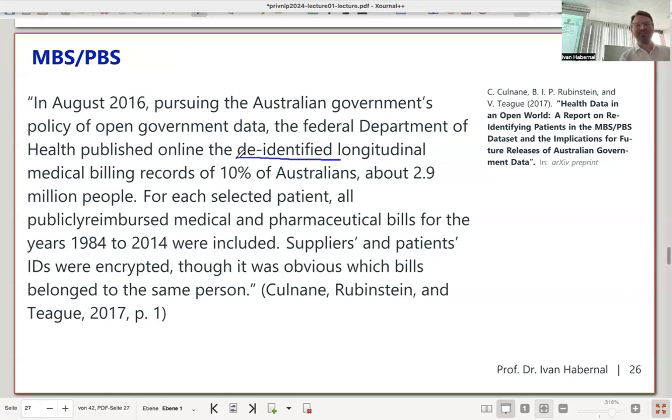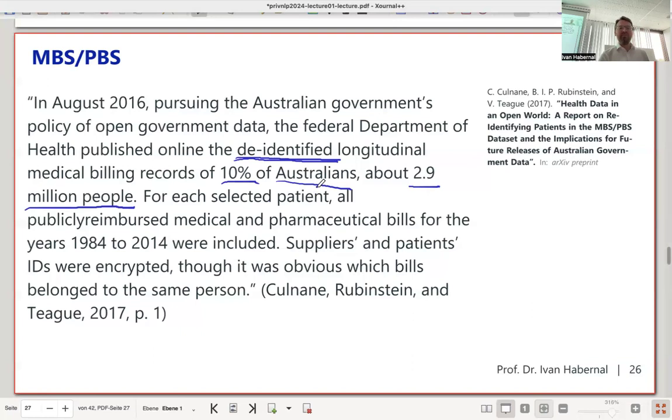Okay, you see where it's going, right? Longitudinal medical billing records of 10% of Australians, about 2.9 million people. For each selected patient, I don't know how these people ended up there. Maybe they were just randomly selected. Like 10% of all Australians ended up in this database.